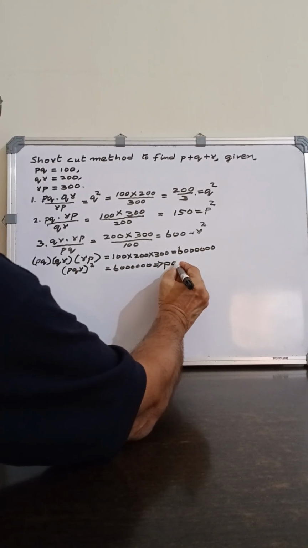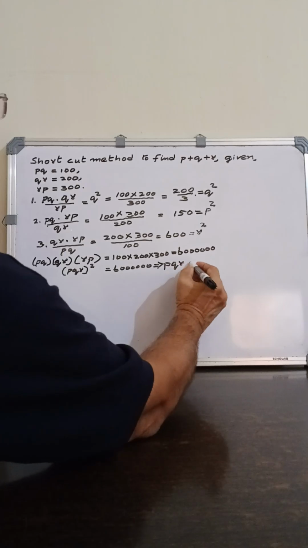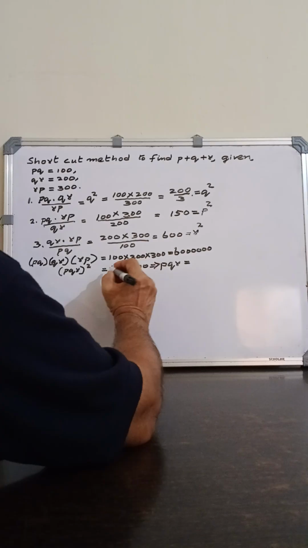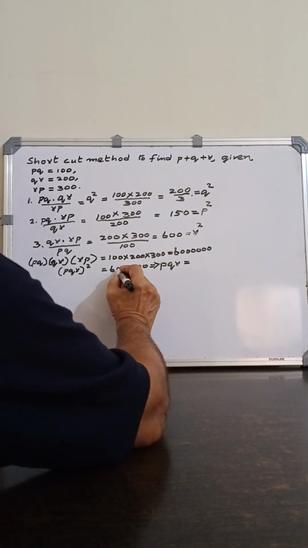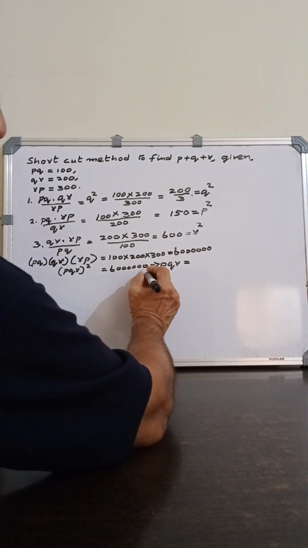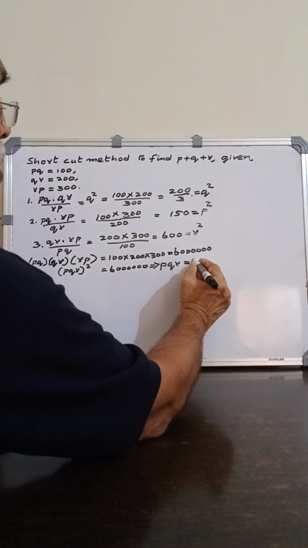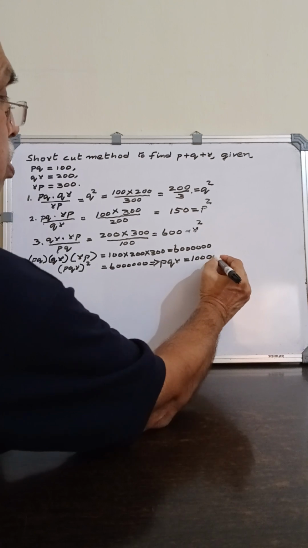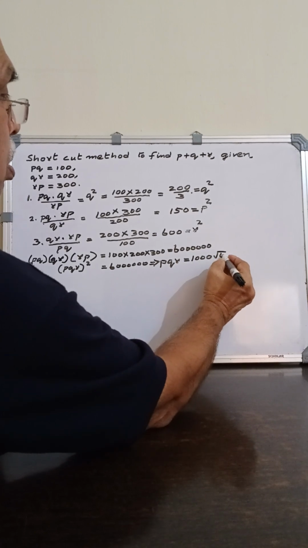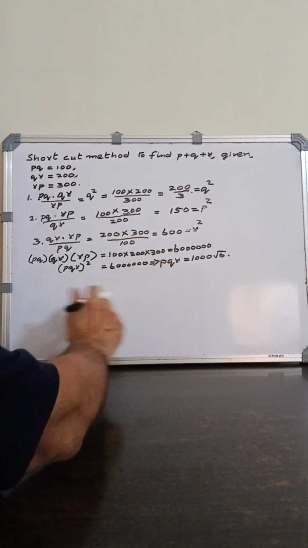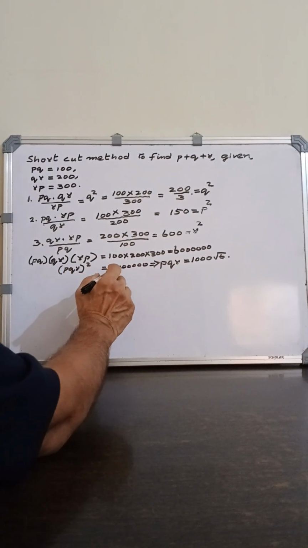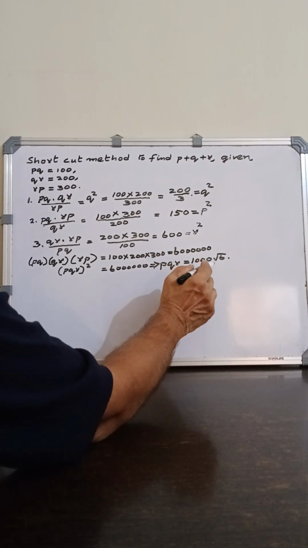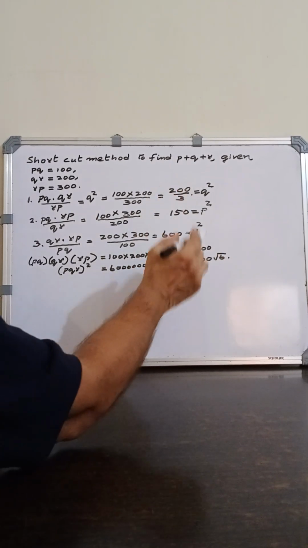Therefore, PQR equals the square root of 6 followed by 6 zeros, that is 1 followed by 6 zeros. Square root of 1 followed by 6 zeros gives 1 followed by 3 zeros. Root 6 is the answer of PQR. PQR, the whole square equals 6 followed by 6 zeros. Therefore, PQR equals 1000 into root 6. That is PQR.